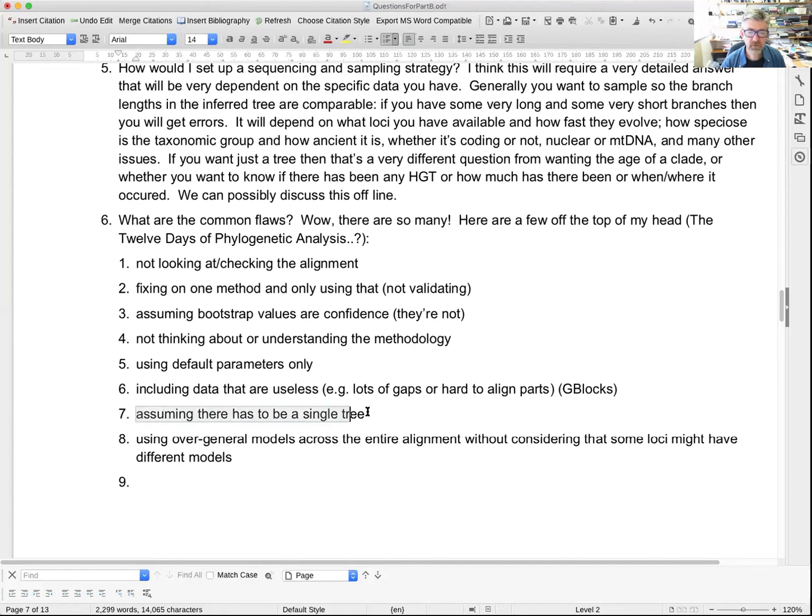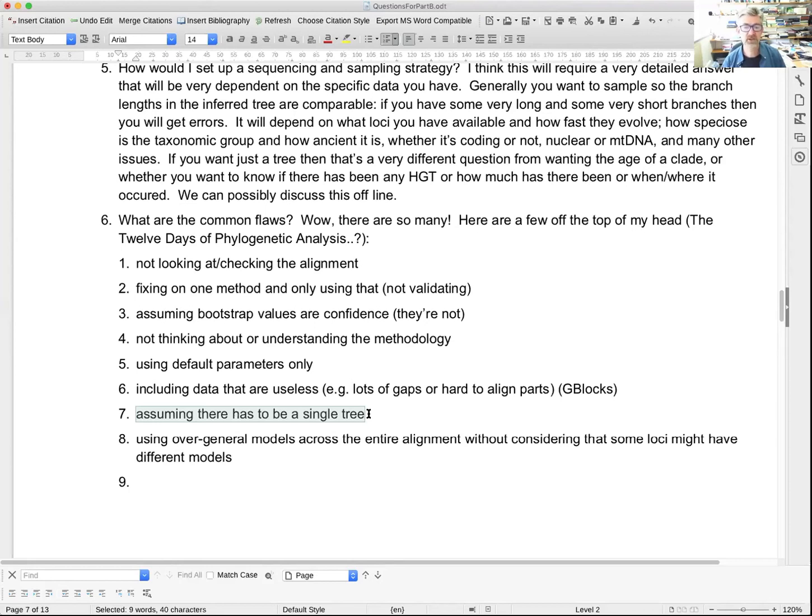Next common flaw would be assuming that there has to be a single tree. Trees are great, they're beautiful. You look at a tree and you think, this is fantastic, I have got my answer. It might actually not be the case that you have a single tree. For the reasons that we've sort of already discussed, there might be different trees that correspond to different loci that you've sequenced.